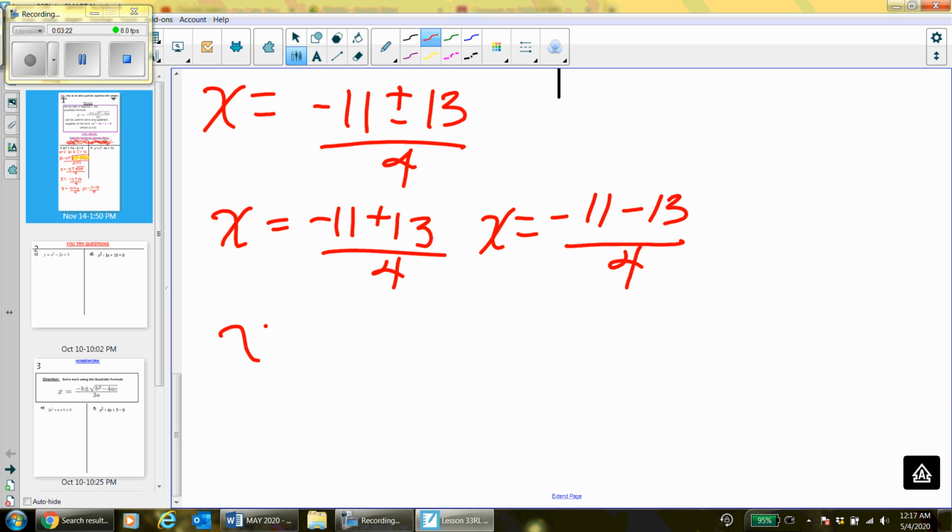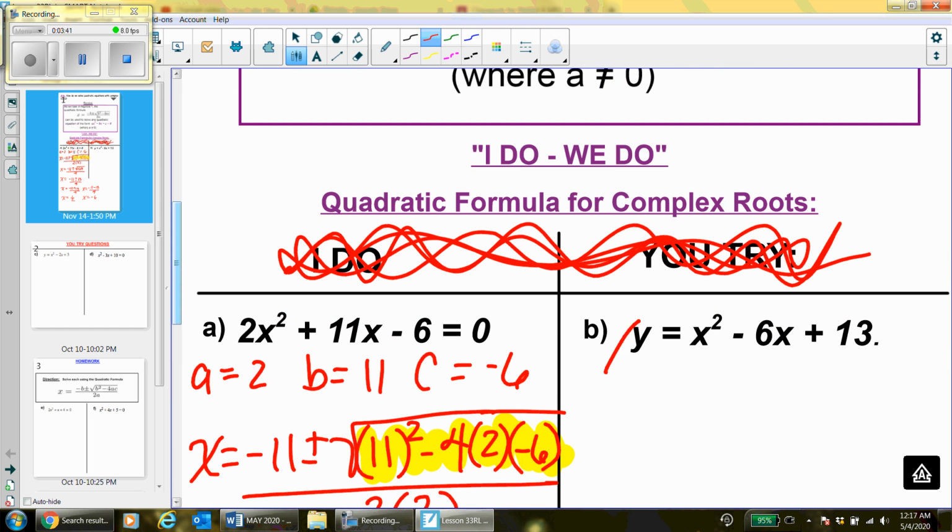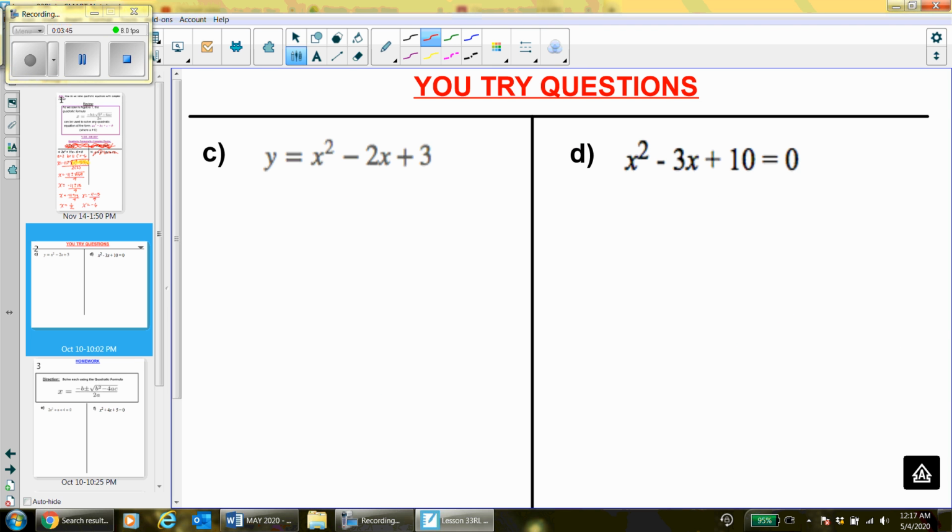So the first one is 1/2. I'm doing this on my calculator just so we don't waste time. And the second one is negative 6. So this is just a refresher on the quadratic formula. I'm actually not going to do this one. I'm going to do one of your U-try questions, and then you're only going to do this one, because these should give you the answers that I'm looking for.